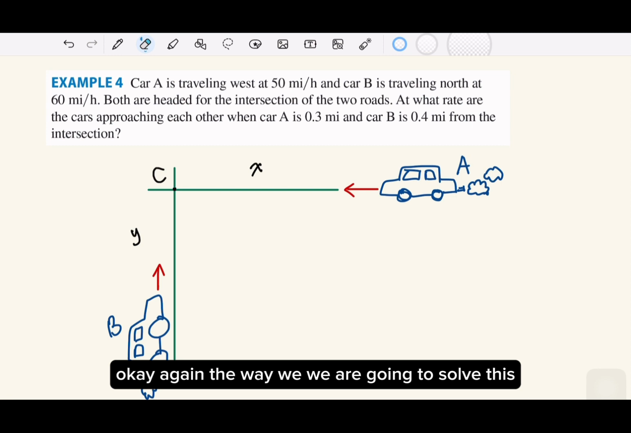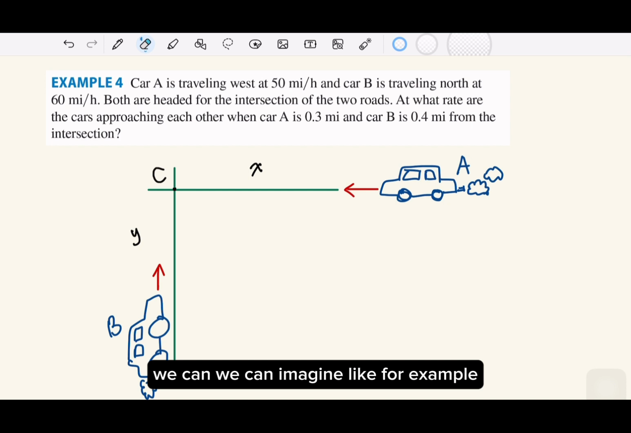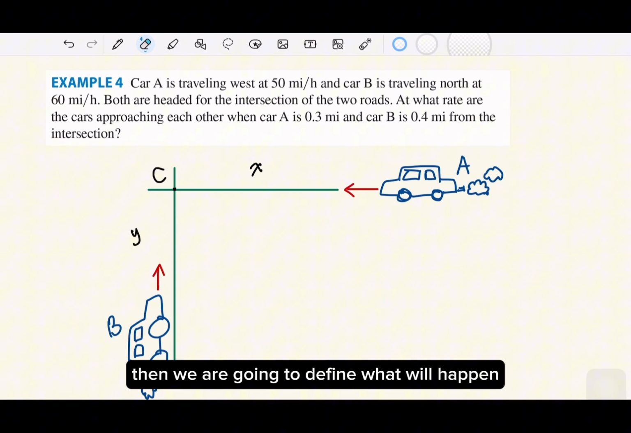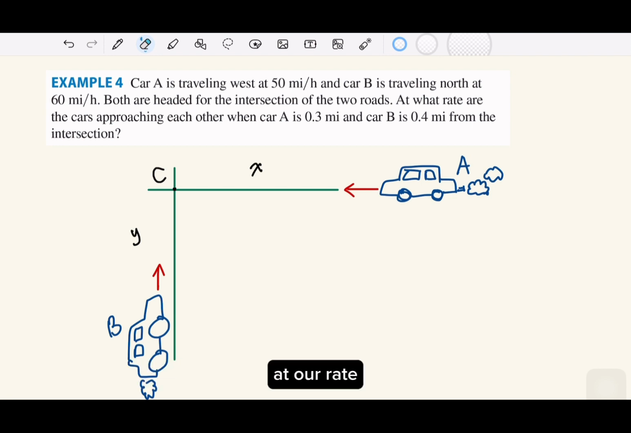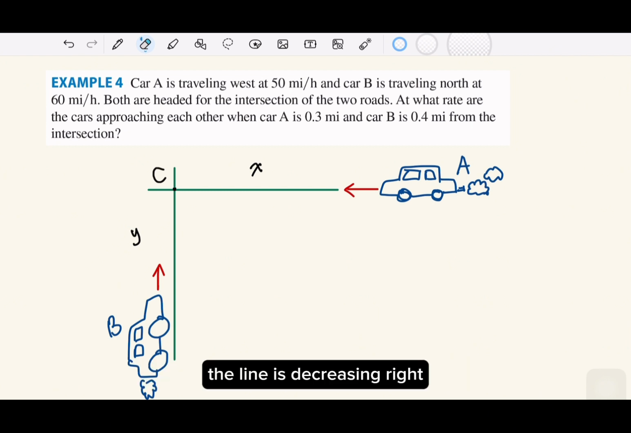Okay, again, the way we are going to solve this, we can imagine, for example, if you want to make this connected like a triangle, that way, then we are going to define what will happen at our rate. Okay. So the rate is going to be to the left, right? And it seems that the x is going to be decreasing. The length is decreasing, right? I mean, the length for this x. And then this will also be decreasing.